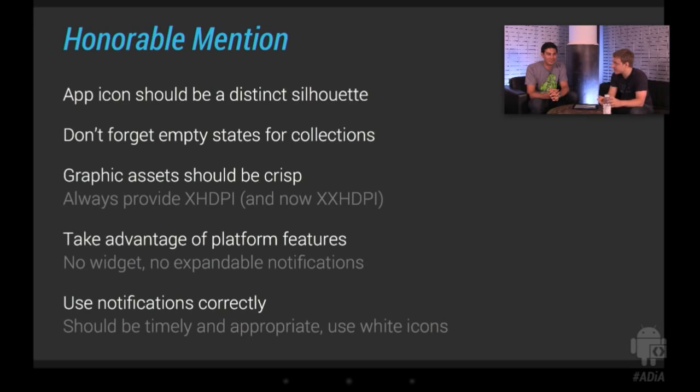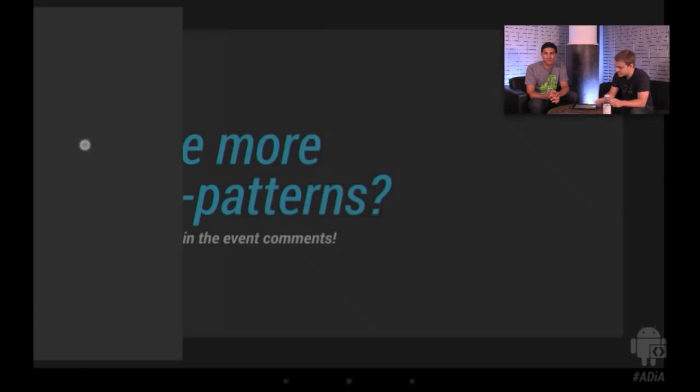And for the notification icons in the status bar, make sure to use white icons. Don't add any color, because the status bar actually automatically dims that. So it's going to go from a blue or a red to some sort of maroon or some sort of dark blue. It's just weird. So those are the honorable mentions.